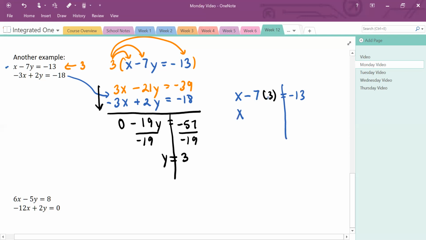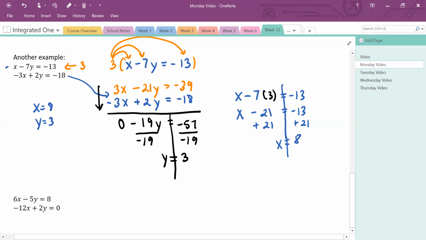x, negative 7 times 3 is negative 21, is equal to negative 13. And if I add 21 to both sides, this is going to be positive 8. There are my solutions. x is equal to 8, y is equal to 3.